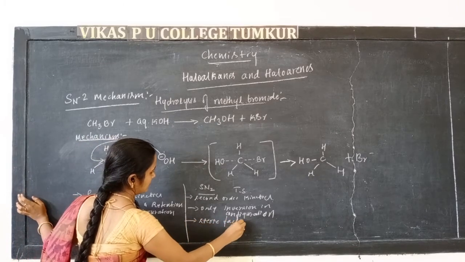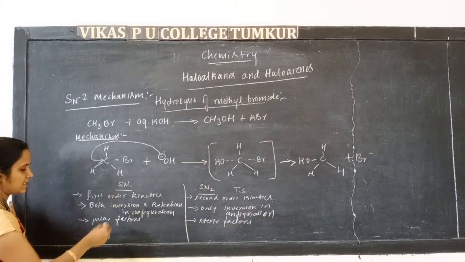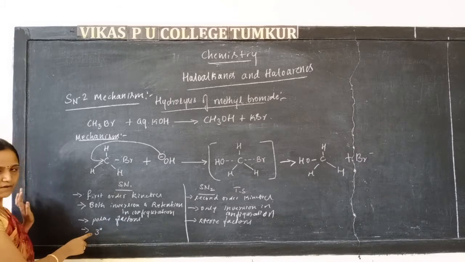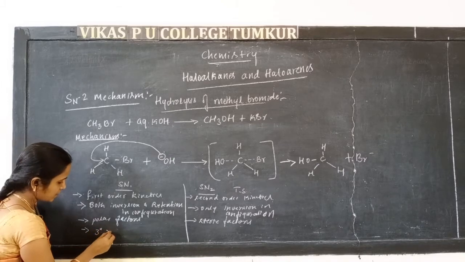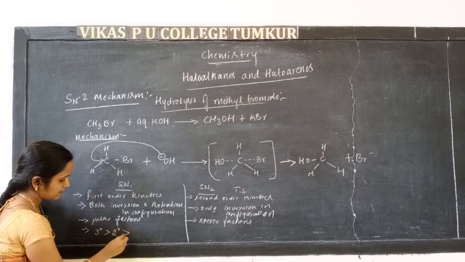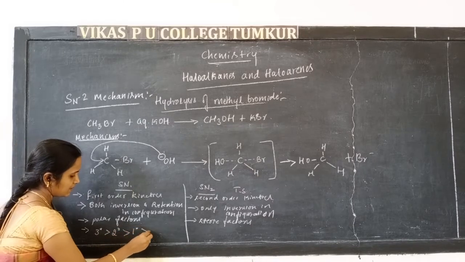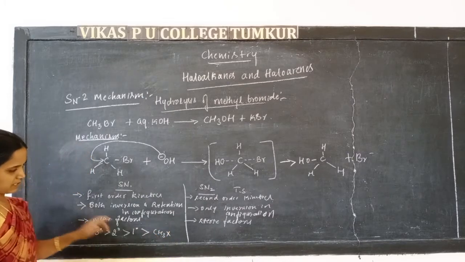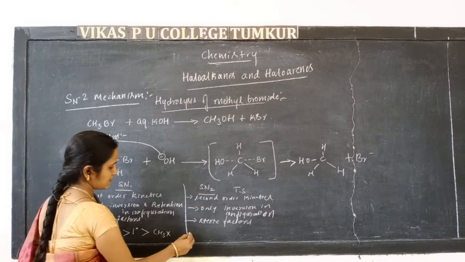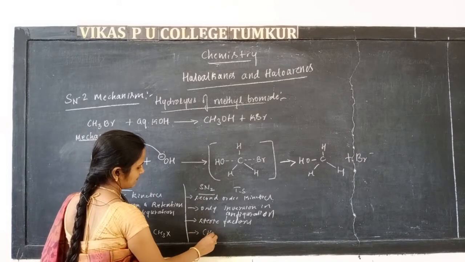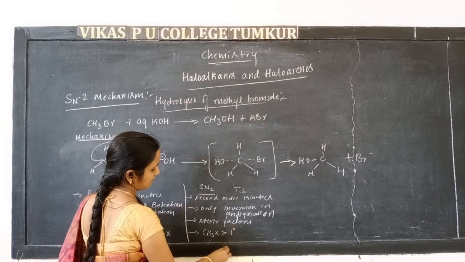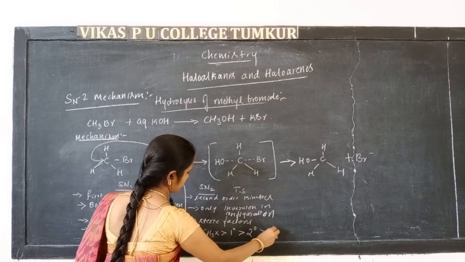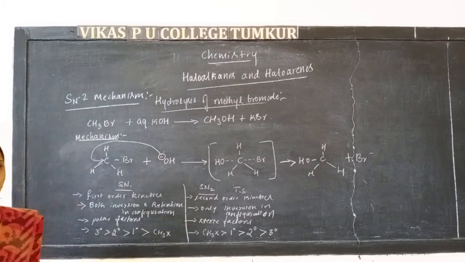Then the order of reactivity of alkyl halides in the SN1 mechanism is: tertiary is more reactive than secondary, secondary is more reactive than primary, and primary is more reactive than methyl halide. In the SN2 mechanism, the methyl halide is more reactive than primary, then secondary, then tertiary. This is the order of reactivity of the alkyl halides.